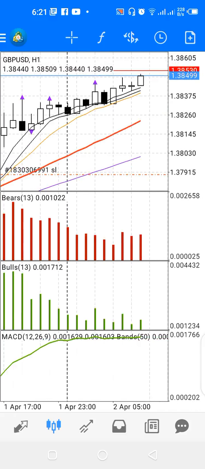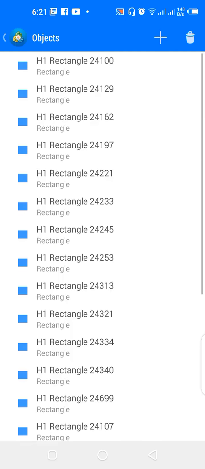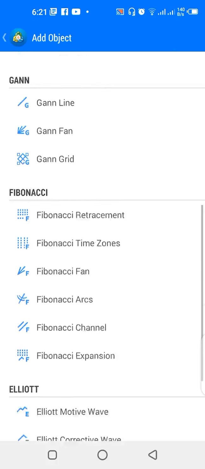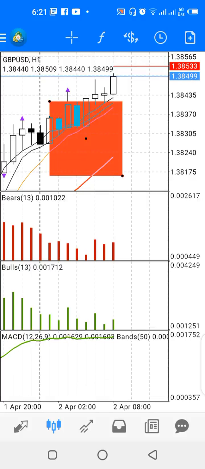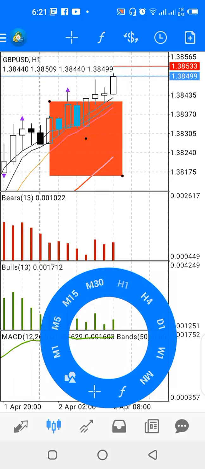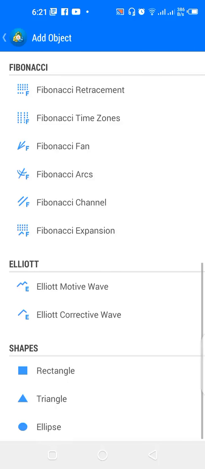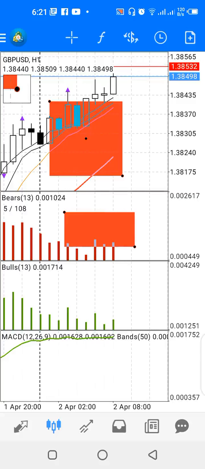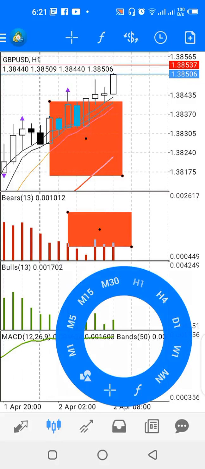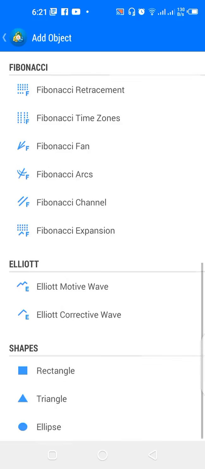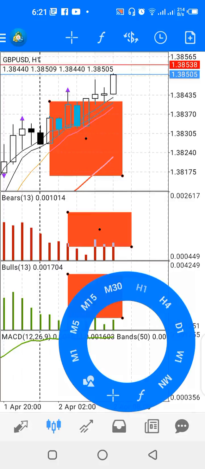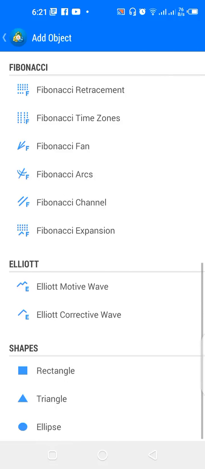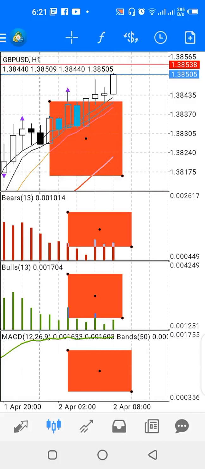I have the main window. This is the main window. I have indicator window 1. This is indicator window 1. I have indicator window 2. This is indicator window 2. I have indicator window 3. This is indicator window 3.